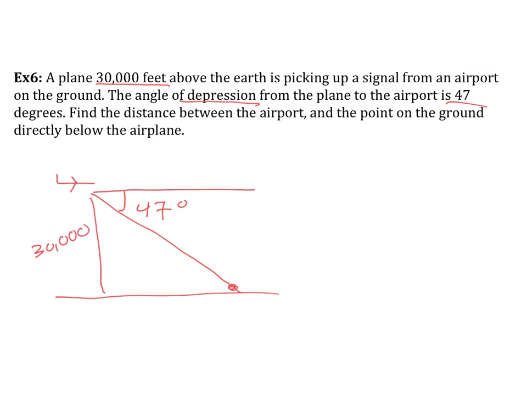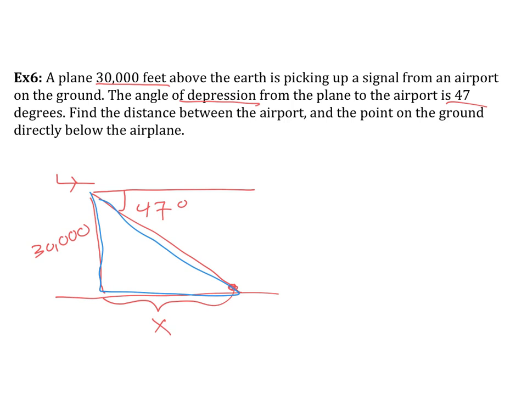All right. We now need to try and find the distance from the point on the ground directly below the plane to the airport. So we're actually trying to find this distance here. Let's go ahead and look at that triangle a little further. So I know that I have two sides for that triangle. I have the 30,000 and I have the x. I need to find another angle within my triangle.